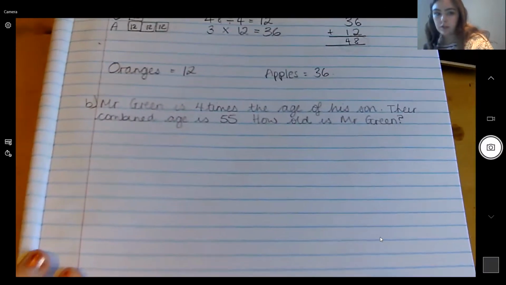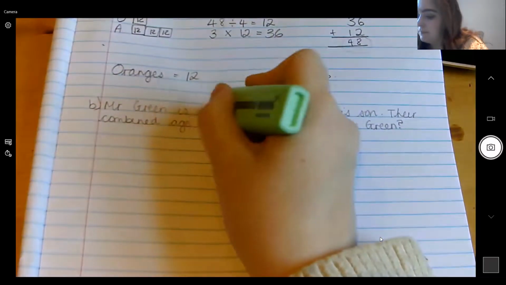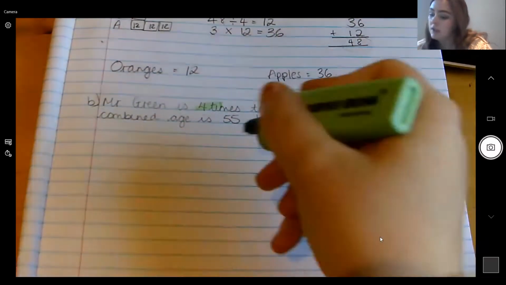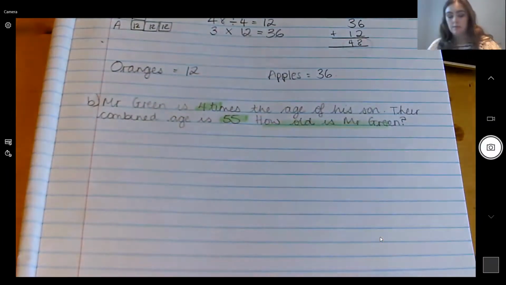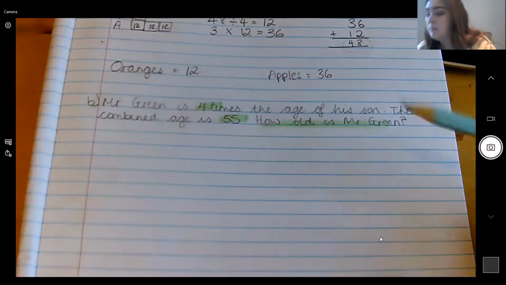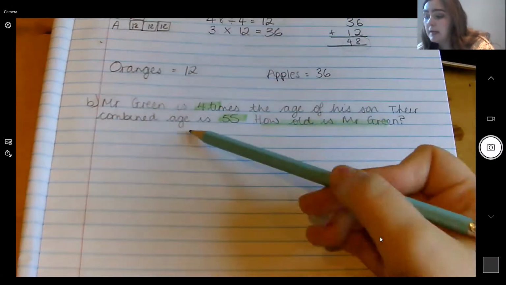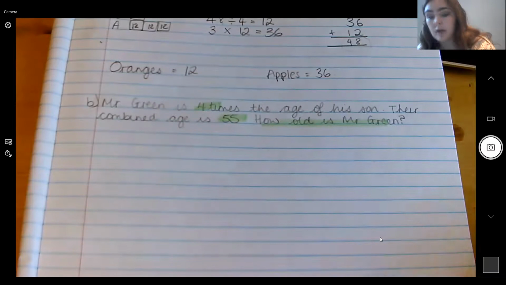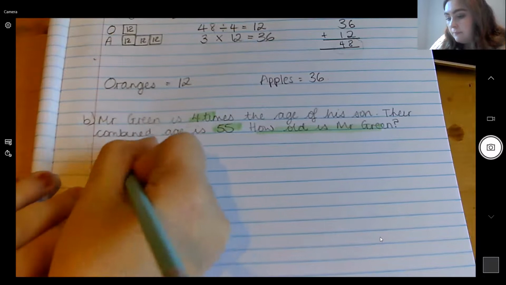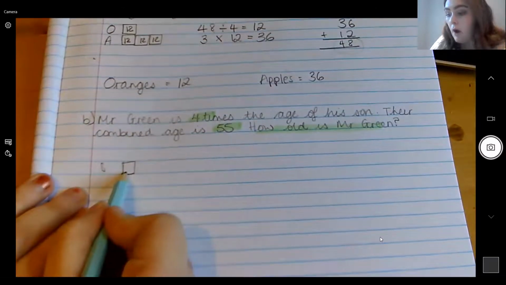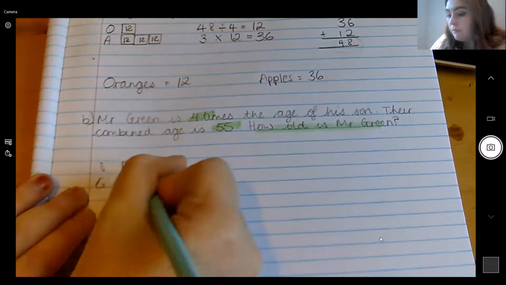So the next question says, Mr. Green is 4 times the age of his son. Their combined age is 55. How old is Mr. Green? So we just need to find out how old Mr. Green is. And the only other bits of information that we've been given is that their combined age is 55 and that he's 4 times older than his son. So that means that for every 1 year of his son, Mr. Green has 4.